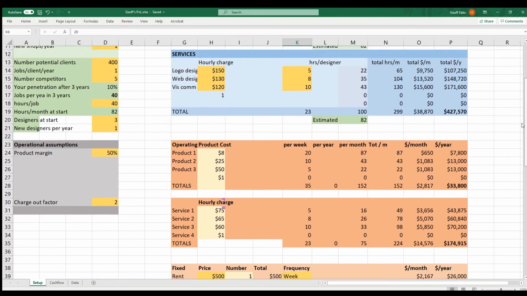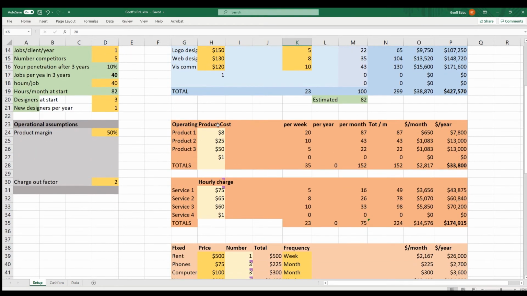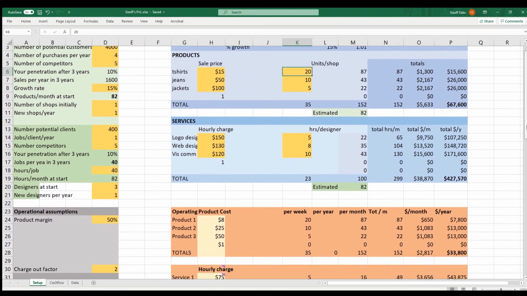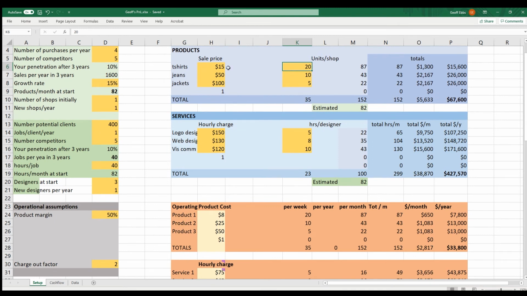And then down here, these ones are worked out by the computer, but you can override them. So a t-shirt that you sell for $15, it assumes that it will cost $7.50, which is $8. And it works that out based on what you've said your margin would be. So the product margin here is 50%. You're making 50% on each t-shirt.